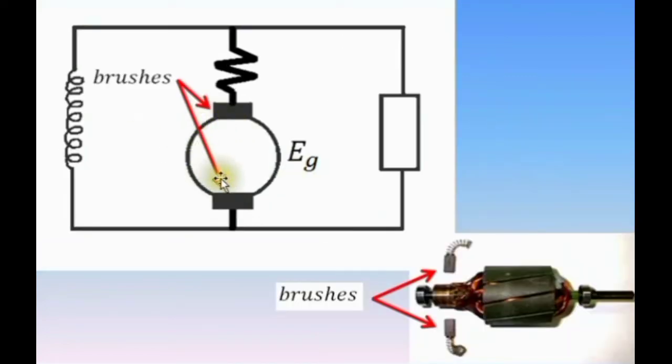Here we have the brushes. They are representation of the pair of positive and negative brushes. Although in other generators they may have more than one pair, but they are represented by this pair only. Their function is to collect the generated EMF from the armature. There are problems involving voltage drops in these brushes, but some problems will give us negligible voltage drops in them.